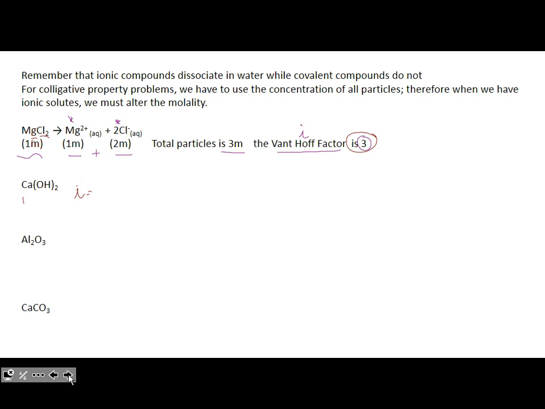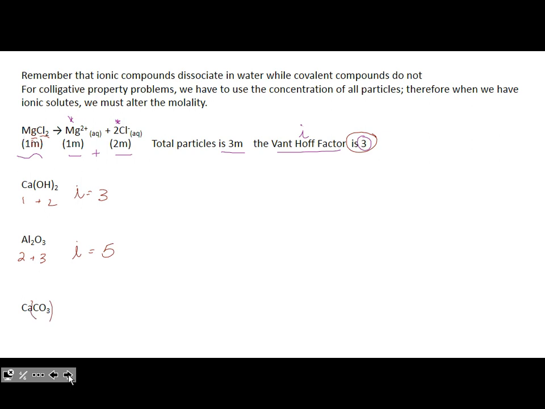1 plus 2 is a Van't Hoff factor of 3. For the aluminum oxide, we have 2 aluminums and 3 oxygens. 2 plus 3, and of course that Van't Hoff factor is 5. Be really careful with these. Remember that this is a polyatomic ion. CO3 is a polyatomic ion.